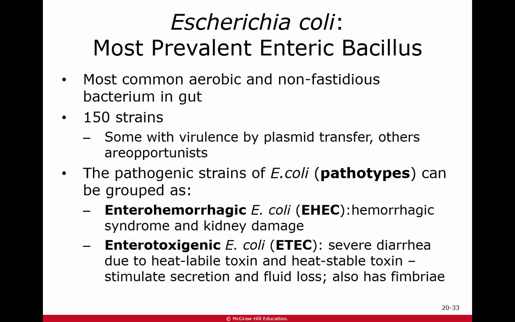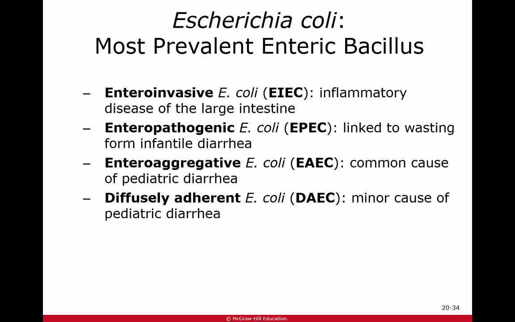fimbriae, and because of producing these toxins, it stimulates secretion and fluid loss. We also have the enteroinvasive, which causes inflammatory disease of the large intestine. Enteropathogenic causes the wasting from infantile diarrhea. Enteroaggregative is a cause of pediatric diarrhea, and diffusely adherent is also a minor cause of the pediatric diarrhea.